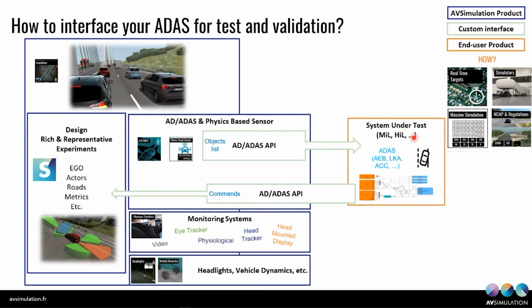So when you have your ADAS system connected to SCANeR, the simulation runs. It's a closed loop. And for the other blocks, it's as if the vehicle was a normal vehicle. So you can add to that some monitoring system if you are on a simulator to track a real human when confronted with the ADAS. You can continue doing headlights, advanced vehicle dynamics, while having your ADAS connected.